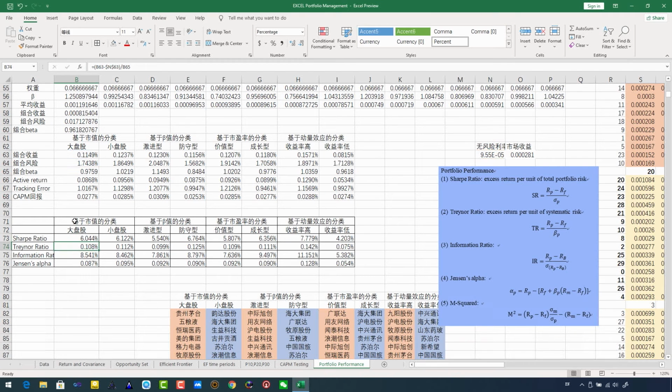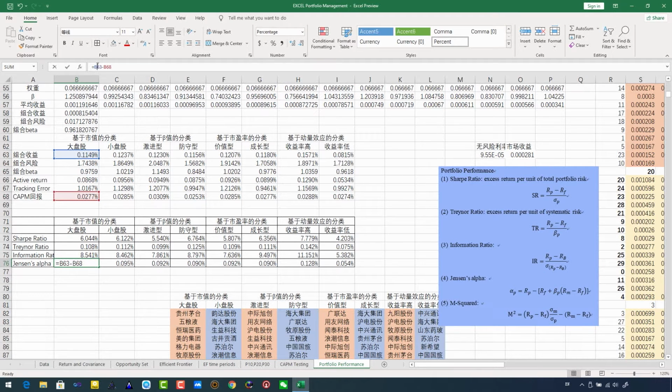And the next one is the Treynor ratio. The Treynor ratio equals the portfolio return minus the risk-free rate, but we need to divide by the beta. So we divide by the portfolio beta here, and we get the Treynor ratio. Information ratio is quite easy. It equals the active return over the tracking error. So we just use the active return over the tracking error. So that's this part.